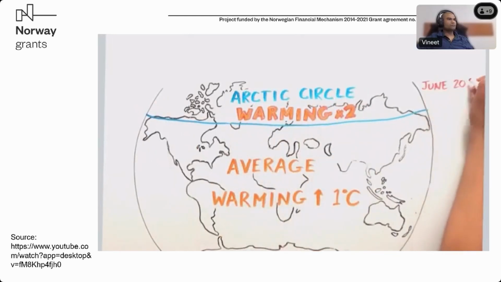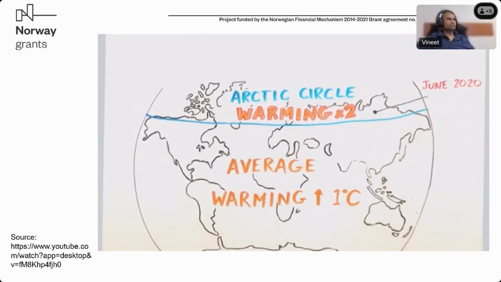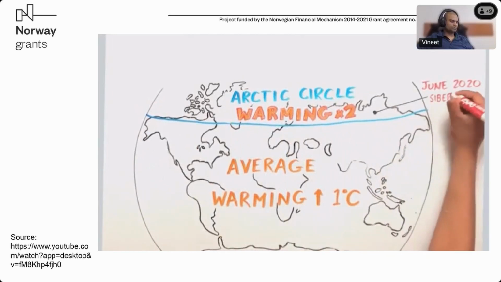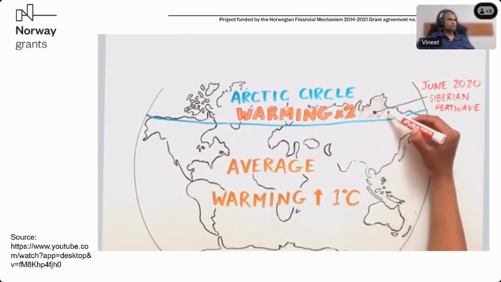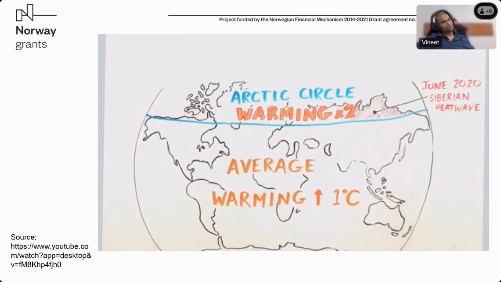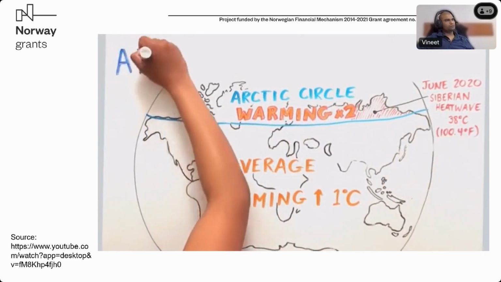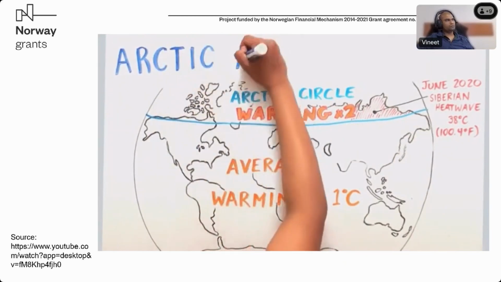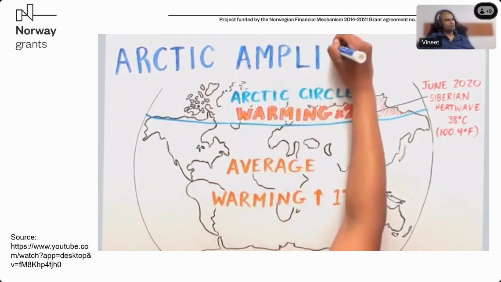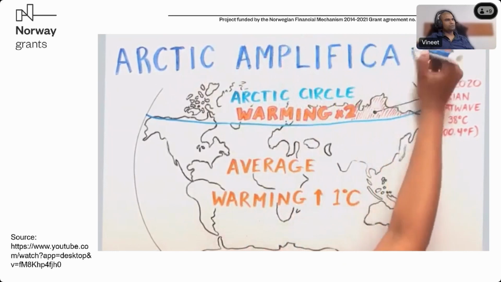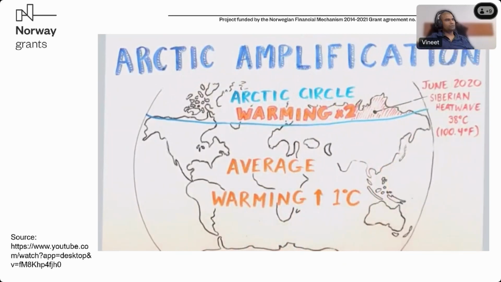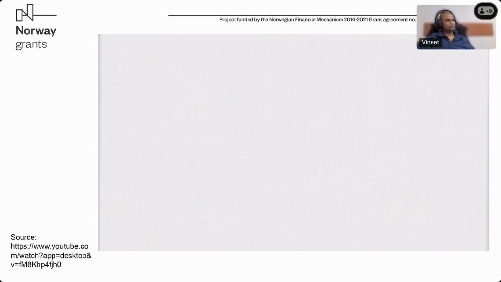In fact, in June of 2020, Siberia, which is normally one of the coldest places on the planet, experienced a record-breaking heat wave, with temperatures reaching 38 degrees Celsius, or over 100 degrees Fahrenheit. This accelerated warming is due to a phenomenon called Arctic amplification, and is the result of many natural self-reinforcing feedback loops. Let's take a closer look at some of these loops and see how they exacerbate the impact of climate change at the Arctic Circle.